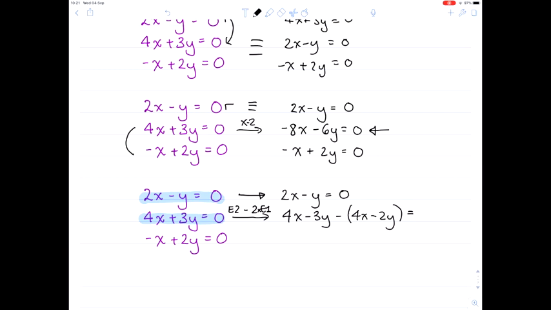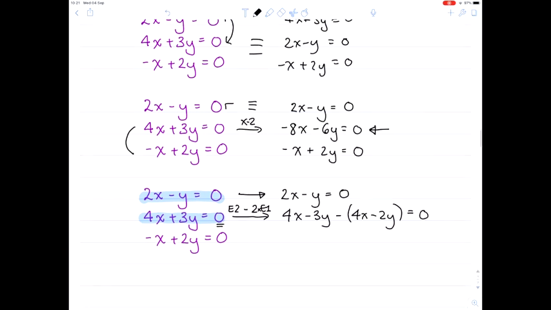Now in this case it doesn't really appear that we're doing anything. I'd have the 0 from my second equation, and I'm subtracting off 2 times the 0 from the first equation. And if we have a look at what this equation becomes, I'm looking particularly at the left-hand side here, I've got a 4x minus 4x, so my x's go away, and I've got a minus 3y plus 2y, so I've got minus y, which gives me just y is equal to 0.